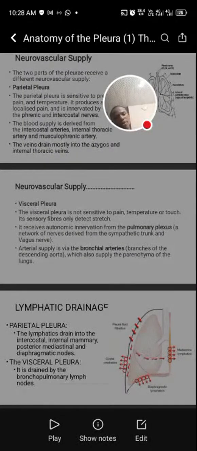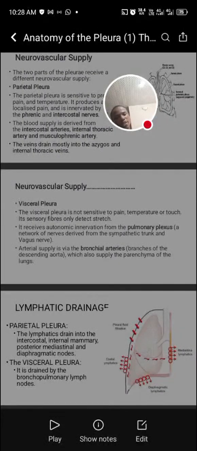Visceral only detects stretch, not touch or temperature. Okay, say viscera only detect what? Stretch, not pain, not touch, not temperature. They receive autonomic innervation from the pulmonary plexus.